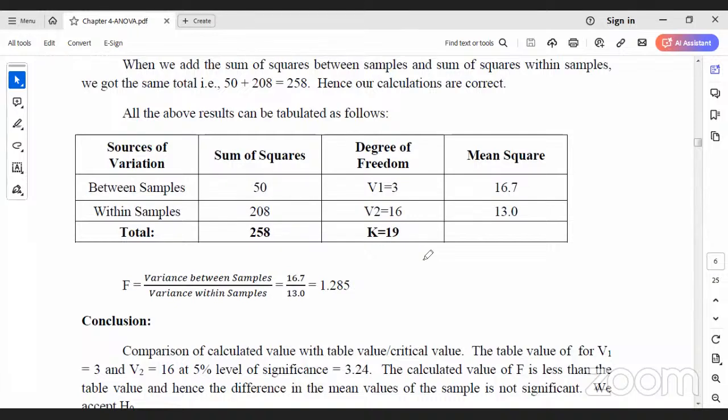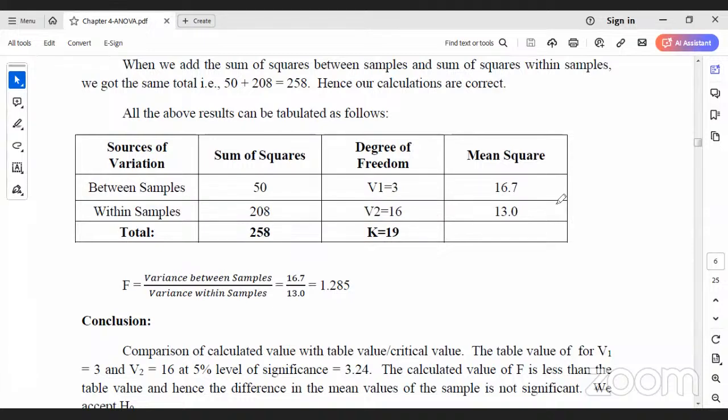The third table: 50 plus 208, the total is 258. So while doing the third table, we got 258 as the final answer. If you do this total, you are going to get the same one, that is 258. Then V1 is equal to 3 and V2 is equal to 16, then K is equal to 19. Is it clear? Then 50 divided by 3 is 16.7, then 208 divided by 16 is 13.0.